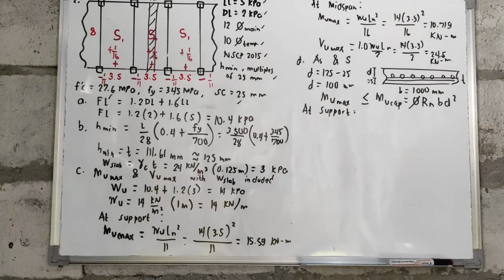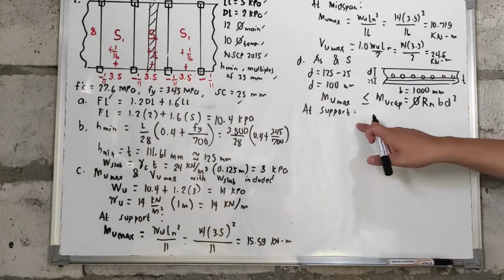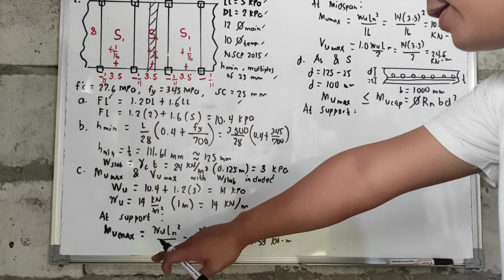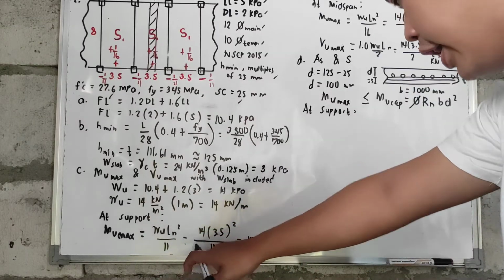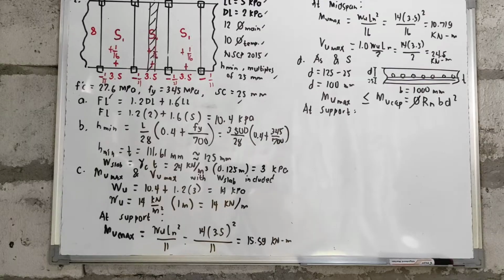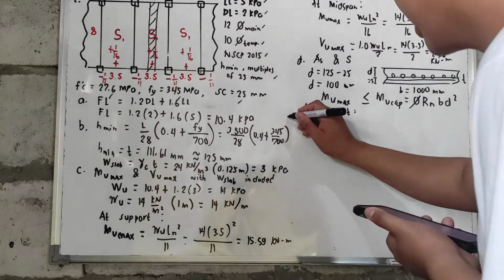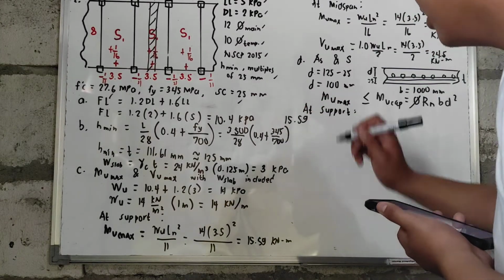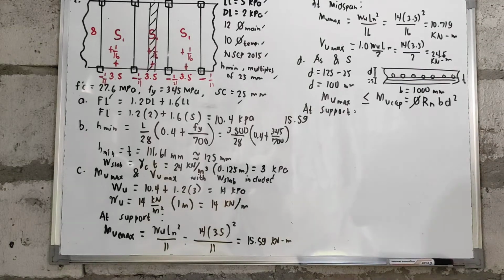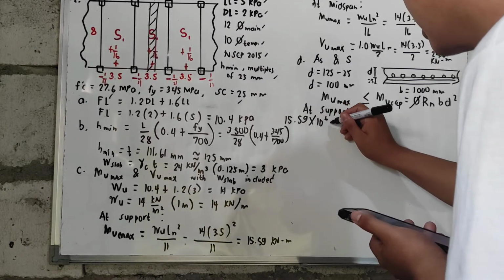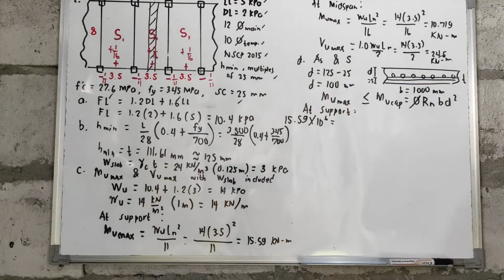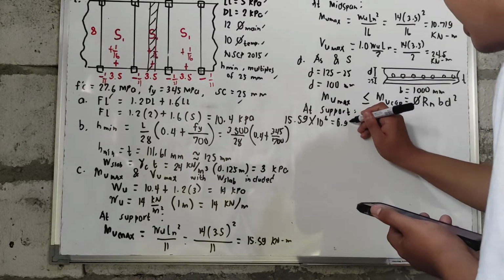Kunin muna natin at support. So, you will have Mu natin. What is the value of your Mu at support? That is 15.59 kilonewton meter to Newton mm. So, times 10 raised to 6 Newton mm equals reduction factor 0.19.